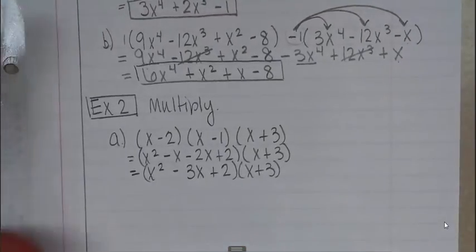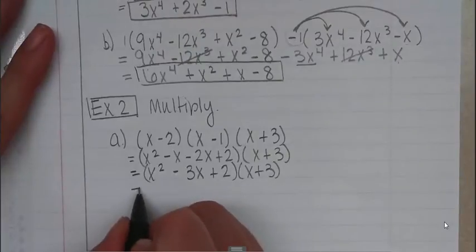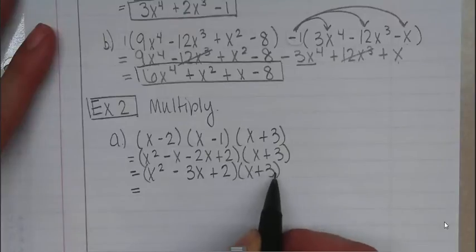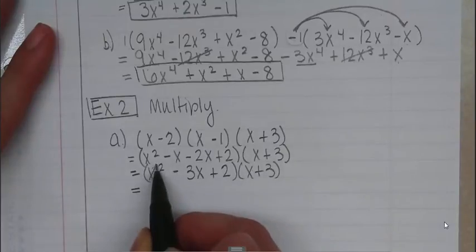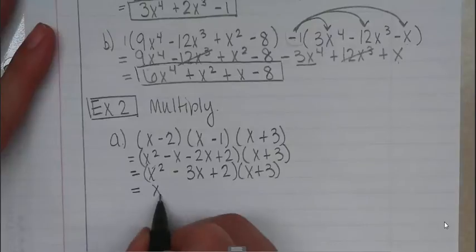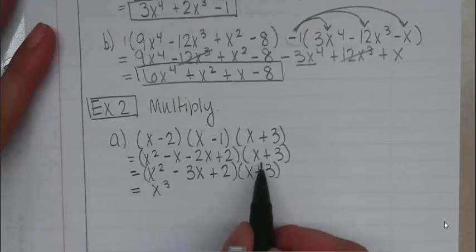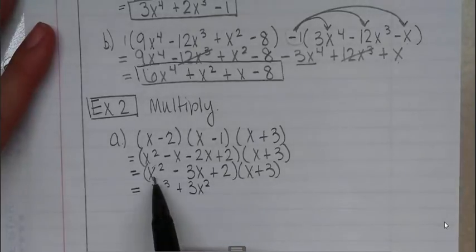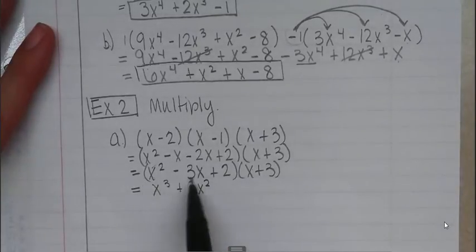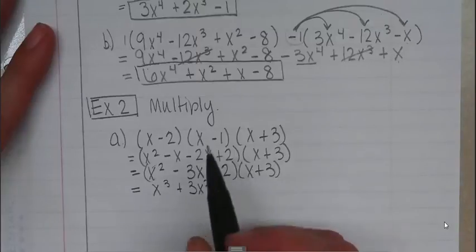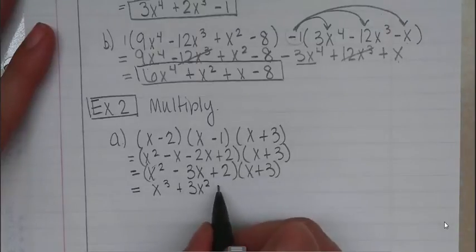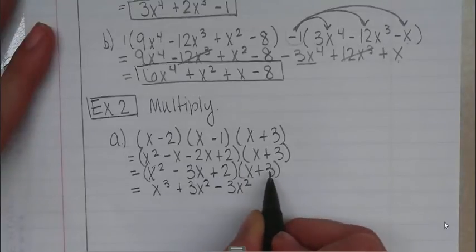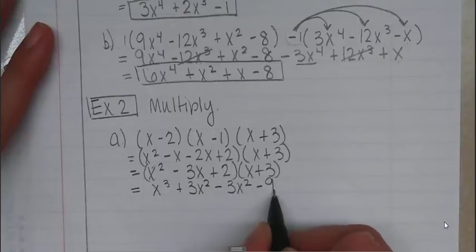Okay, so now I'm distributing, and it's up to you however you want to distribute. I'm going to start with this first term, distribute it to both terms in the second binomial. So I've got x squared times x, that's x cubed, x squared times 3, that's plus 3x squared. First term, done. Moving on to the second term, which is a negative 3x. Negative 3x times x, that's going to give me a negative 3x squared. Negative 3x times 3, that's going to give me a negative 9x.